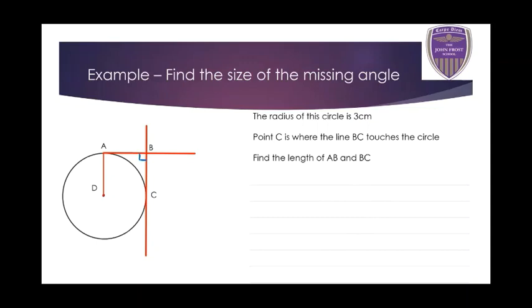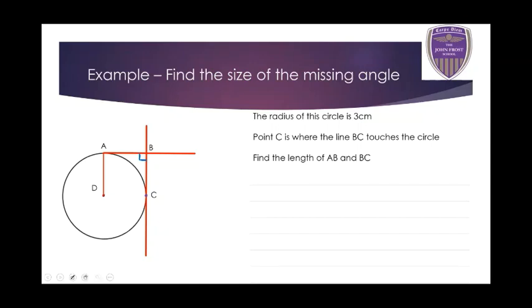So we're told that the radius of the circle is 3 centimeters, and point C is where the line BC touches the circle. Okay, so it looks like we've got two tangents. The line AB is a tangent and the line BC is a tangent. We're told that point C is where the tangent meets the circle, and we're asked to find lengths AB.